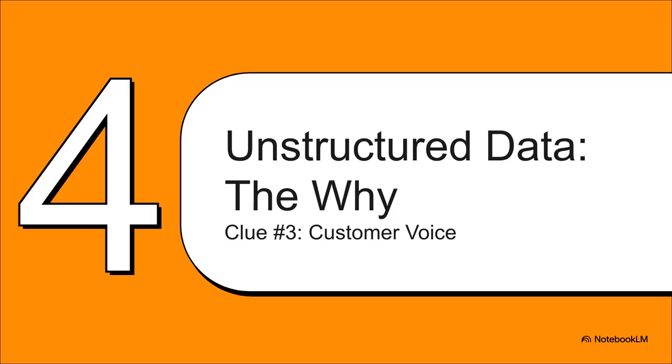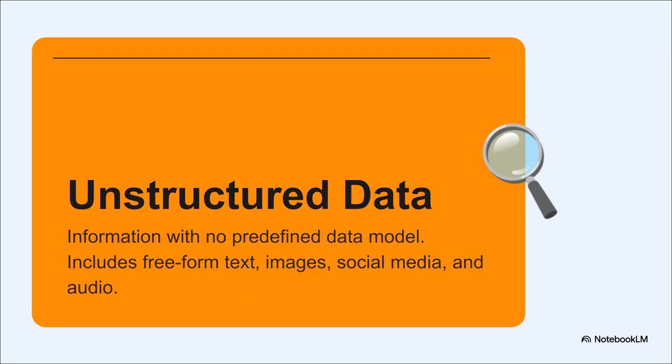Okay, so we've got the what from our structured data and the how from our semi-structured data. Now we need the final and maybe the most important piece of the puzzle, the why. Why did that person cancel their checkout? To find out, we have to turn to our third clue, unstructured data. This is data in its rawest form. We're talking free text reviews, support emails, social media comments.